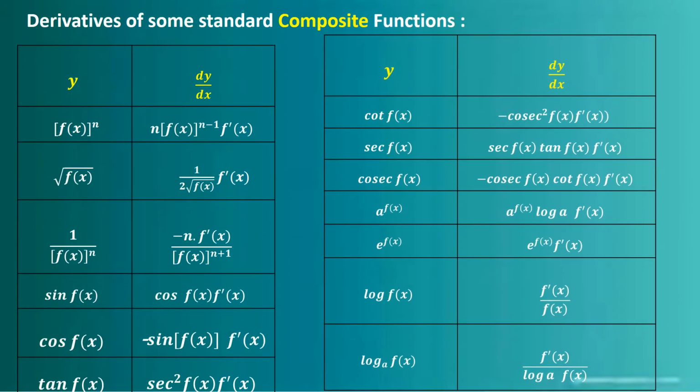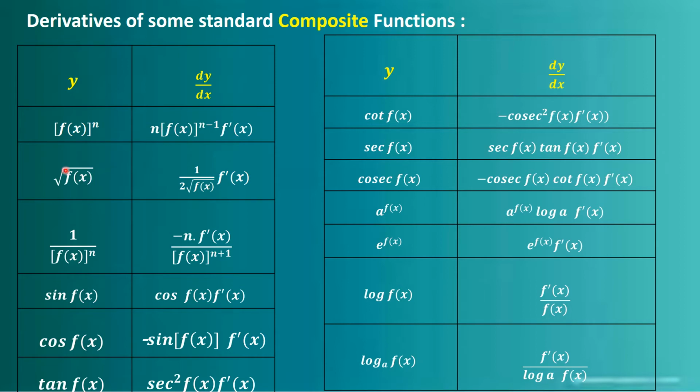Now let us learn the formulae of the derivatives of some standard composite functions. We have learned the derivative of standard functions, but here, in place of x, we get a function itself. So let us learn the formula. Y is equal to f of x raised to n, then derivative is n into f of x raised to n minus 1 into derivative of that function f of x. Whichever function is given in place, its derivative we will multiply with it.